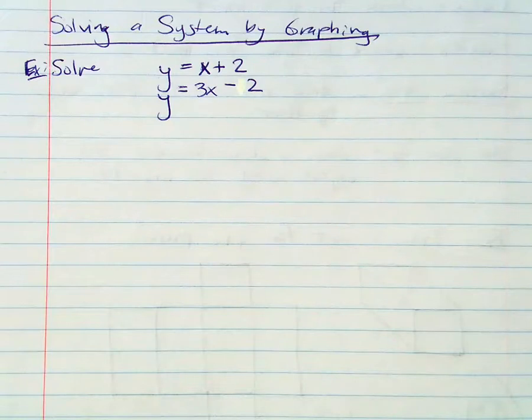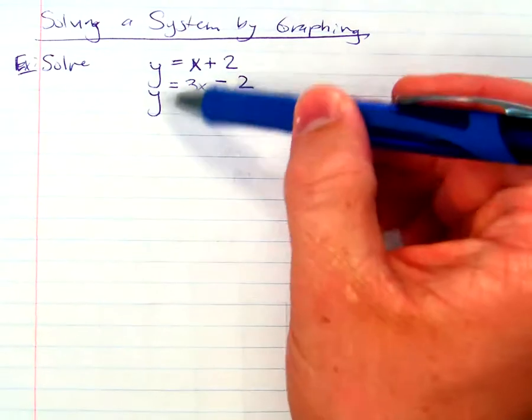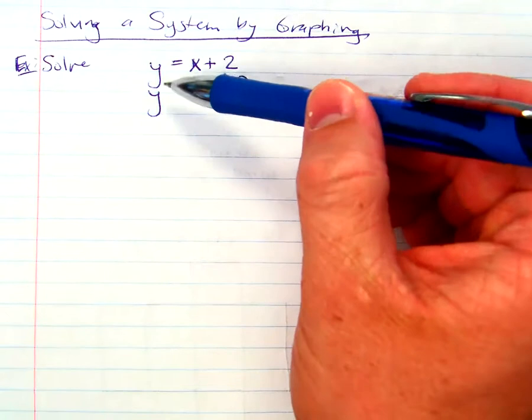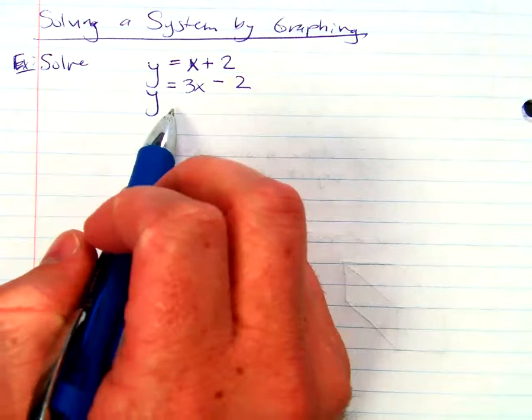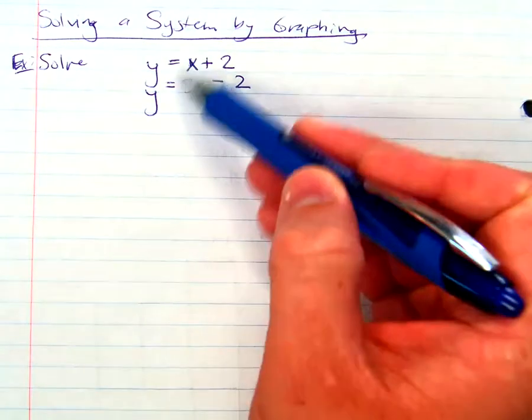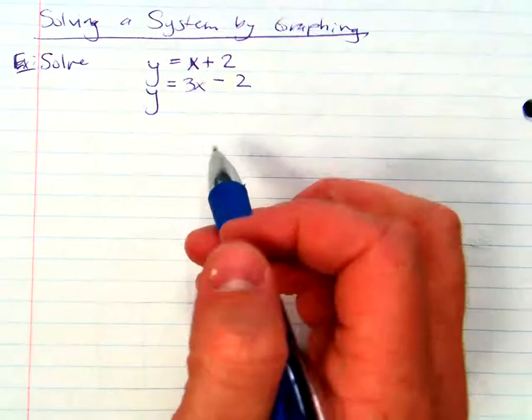In this example, we do not have to do any rearranging. They both already say y equals. If they didn't, so if we had something written in standard form, we would have to rearrange this equation first. But as soon as we have y equals, we're just going to graph these.